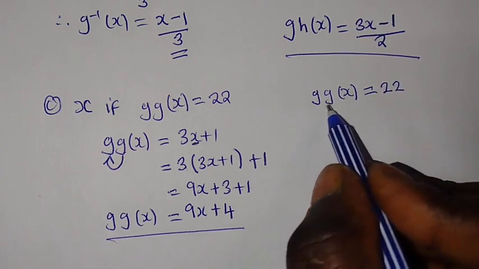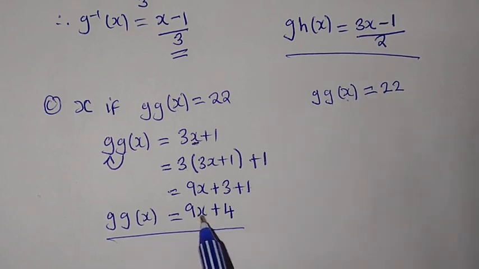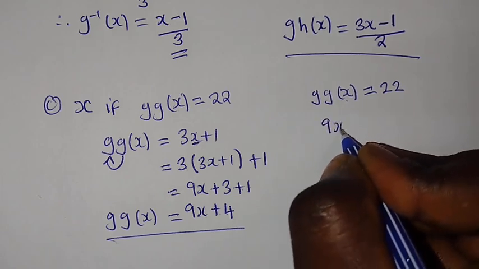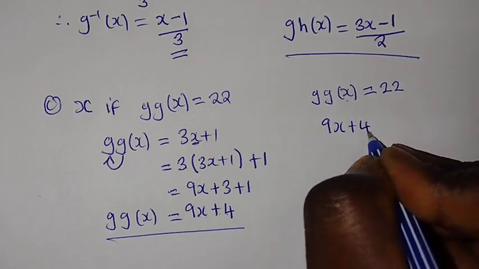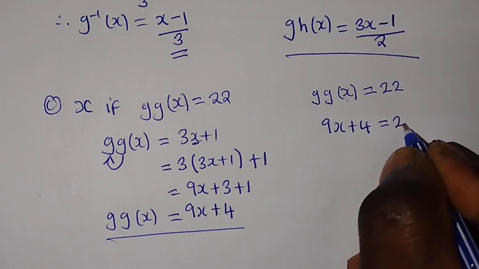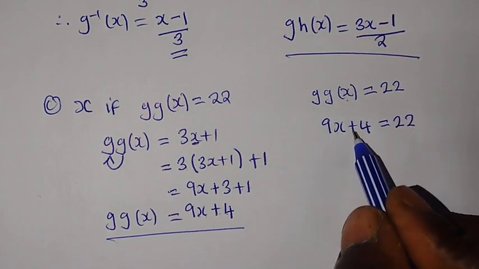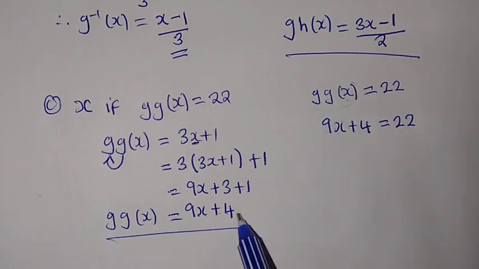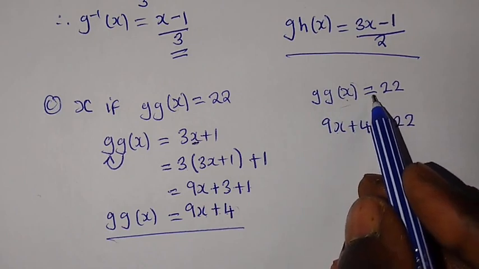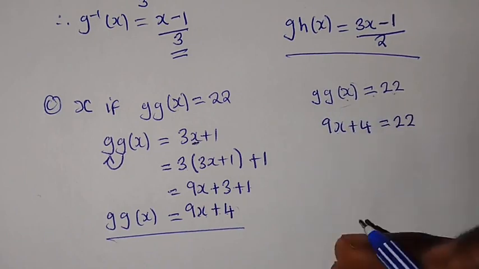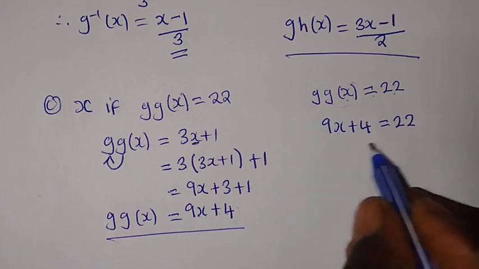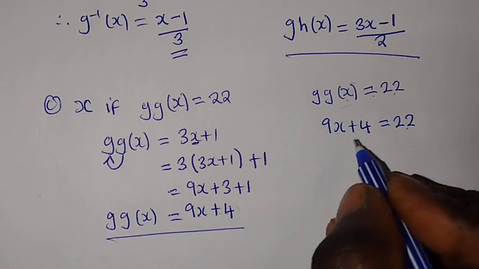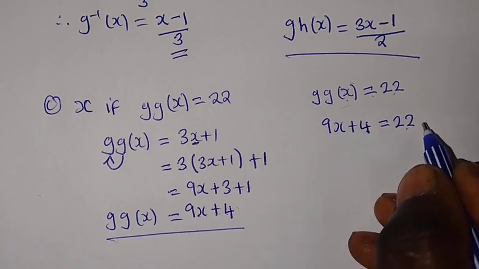So right here with this g(g(x)), we will put this function which is 9x plus 4. So write 9x plus 4 equal to 22, because 9x plus 4 is this function right here, g(g(x)), that we have just found. Then it's equated to 22 according to the question. So from here, you can see we have 9x plus 4 equal to 22. We can collect the like terms. So positive 4 can go to the right hand side.